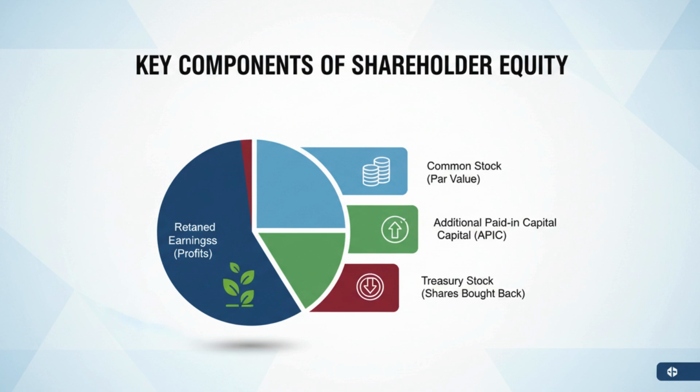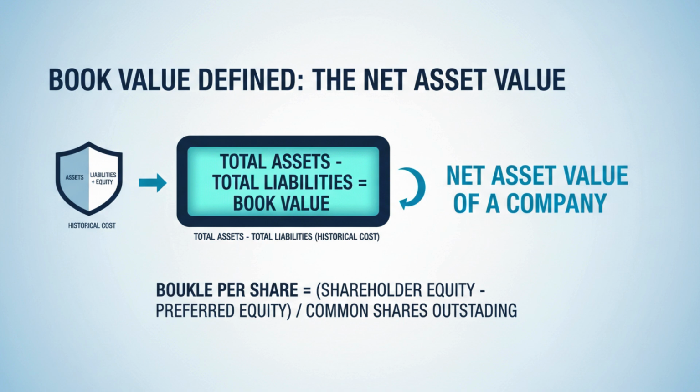There's also treasury stock, which is shares the company has bought back from the open market, reducing outstanding shares. Together, these elements paint a detailed picture of how a company's equity is structured and what resources are available to fuel future growth. Now, let's turn our attention to book value.